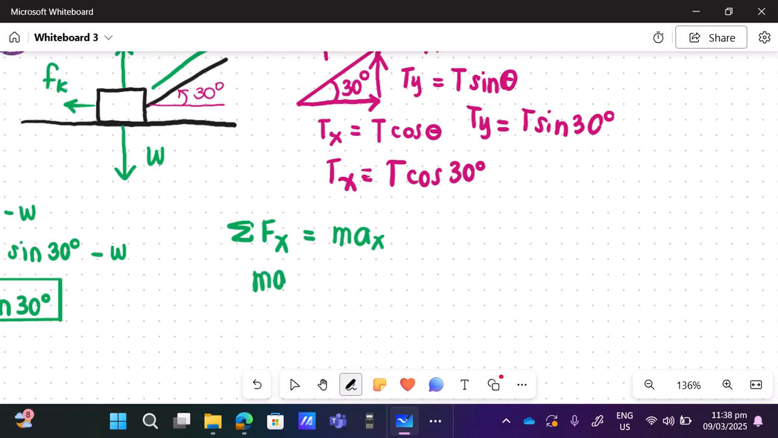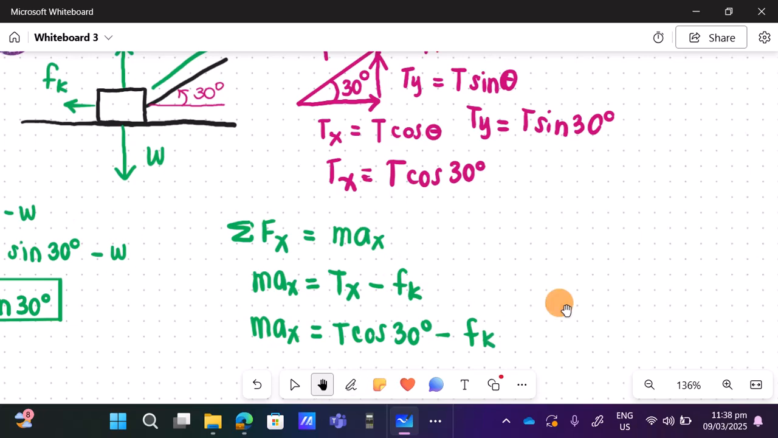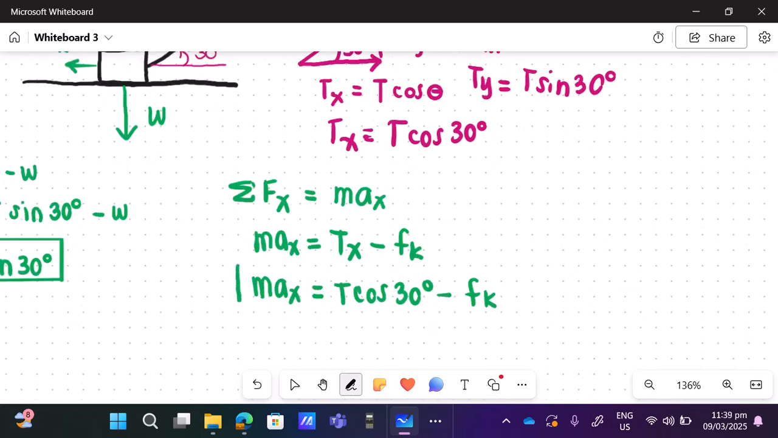So we can rewrite this one as the mass times acceleration along x equals T sub x minus force due to kinetic friction. Or in other words, net force is equal to T cosine 30 degrees minus kinetic friction. And this is how we find the magnitude of the net force along the horizontal. So this is the relationship.